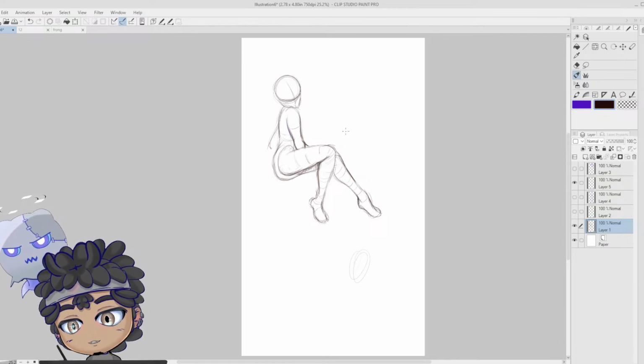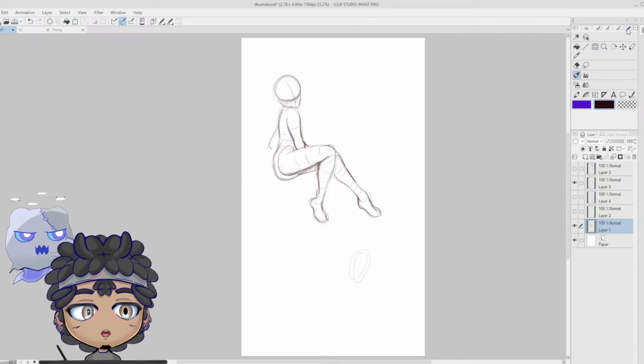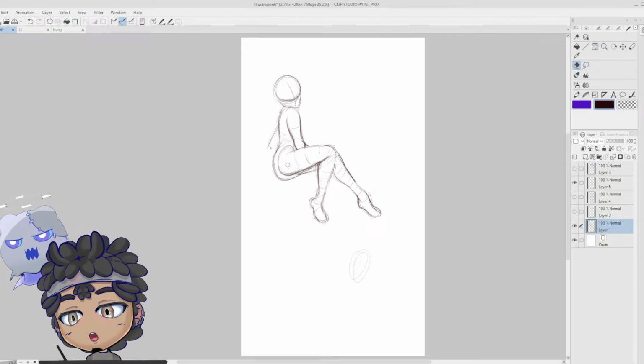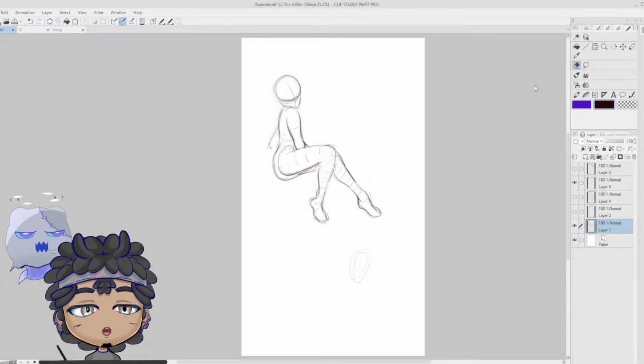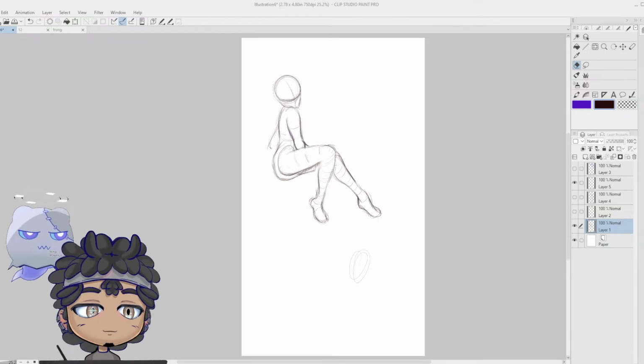Now I have to fix this leg because once you adjust one thing, you can't just adjust one thing. You have to adjust probably the whole thing depending on what you're trying to do. So that's something you should always keep in mind when doing something like this.